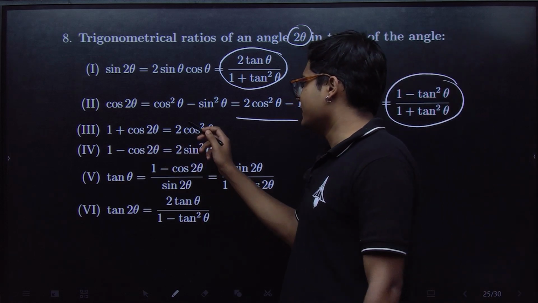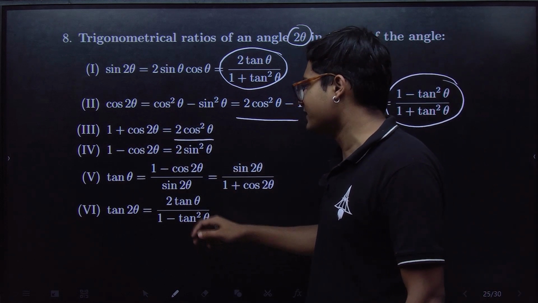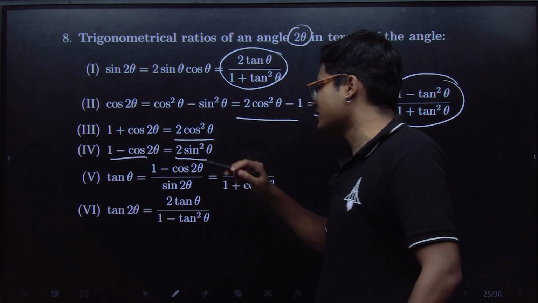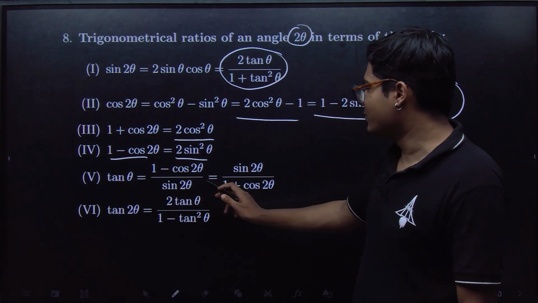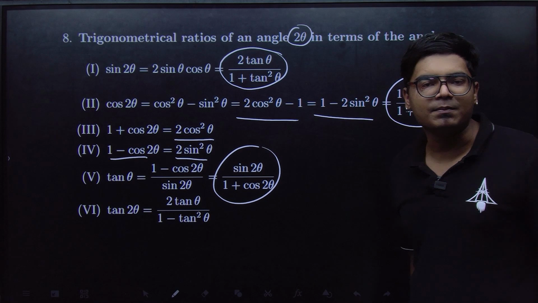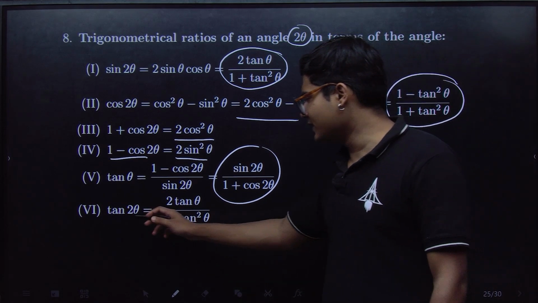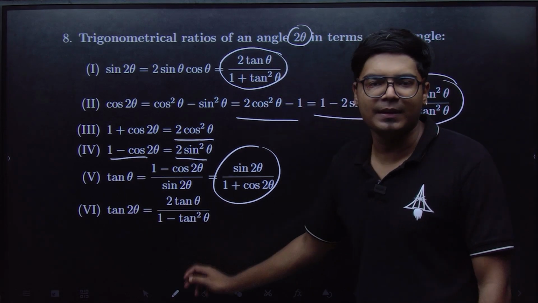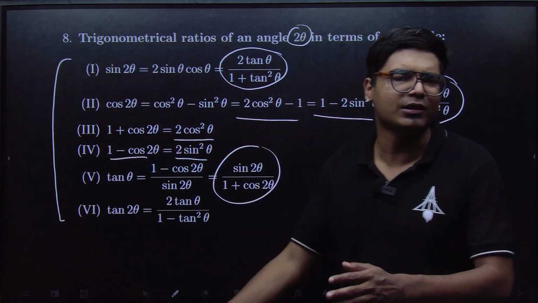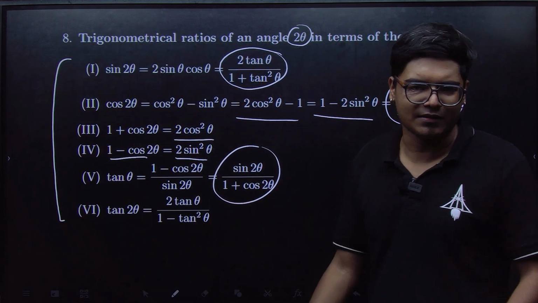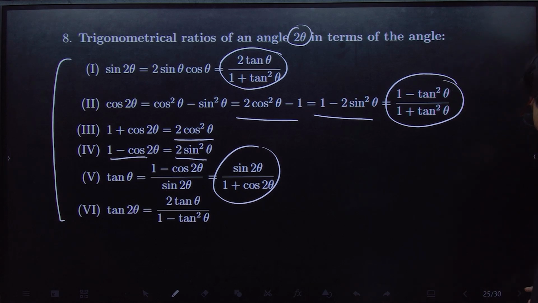1 plus cos 2 theta, from here you can get that it's 2 cos square theta. Similarly, 1 minus cos 2 theta is nothing but 2 sin square theta, okay? Tan theta is 1 minus cos 2 theta divided by sin 2 theta, or sin 2 theta divided by 1 plus cos 2 theta, right? And what is the value of tan 2 theta? It's 2 tan theta divided by 1 minus tan square theta, right? So you can get all these formulas by basically putting a equal to b equal to theta in the sum formula that we saw for trigonometric functions, okay?